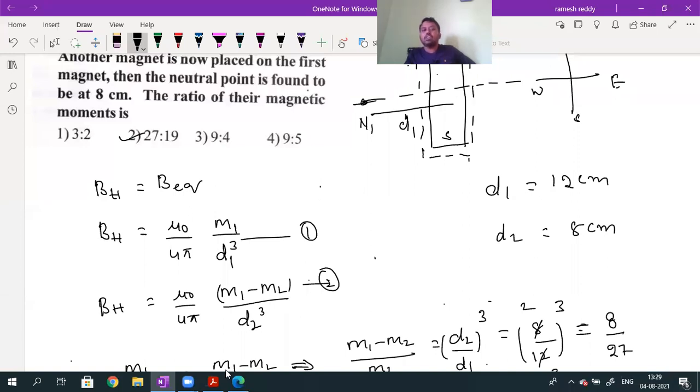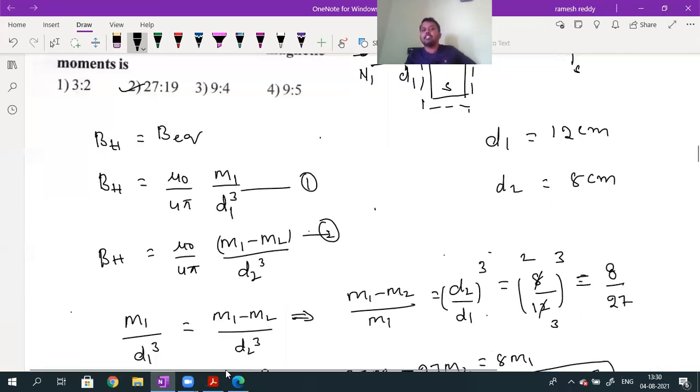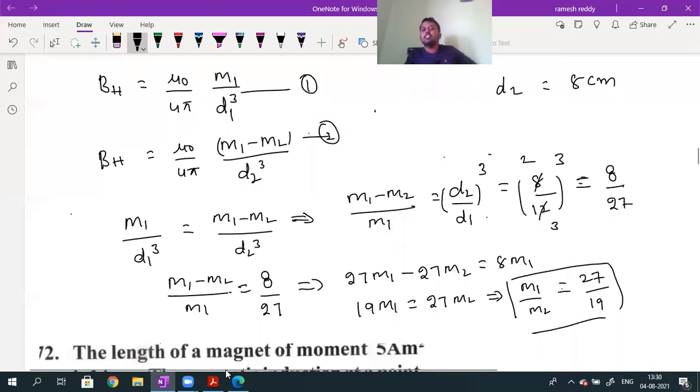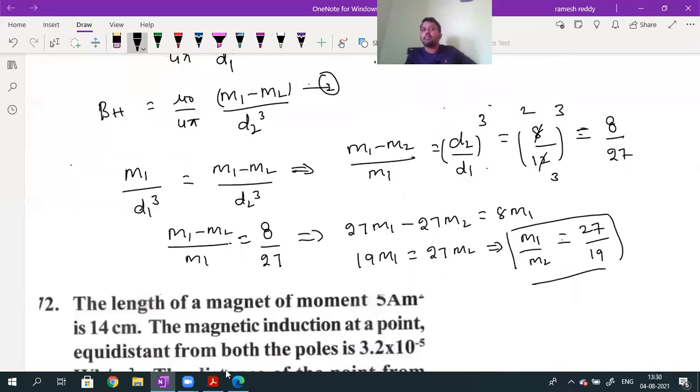Here I actually told you, for the same horizontal component of magnetic field, the null point distance is directly proportional to magnetic moment. Since the null point distance decreases, the magnetic moment will decrease. The magnetic moment the second time is m1 minus m2, divided by d2 cube. BH as it is, the horizontal component will not change. So this is 1 and 2. From equations 1 and 2, you can calculate the ratio m1 by m2.